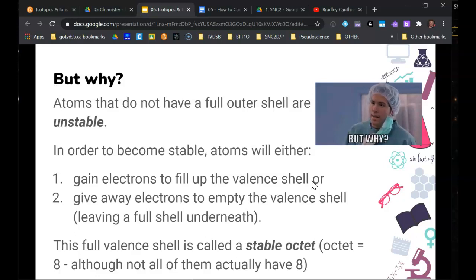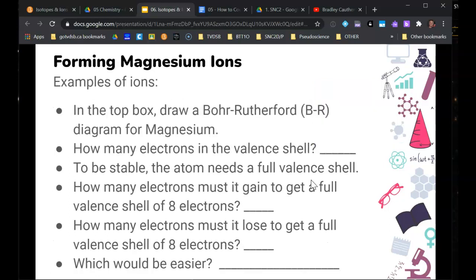But if it is in the first row, or if it is in the 4th row, or 5th row, or 6th row, or 7th row, it's not going to have 8 in the outer shell. But because, again, we typically are talking about those couple of rows, particularly when we first start learning about it, we talk about the stable octet. So don't let that trip you up too much, all right?